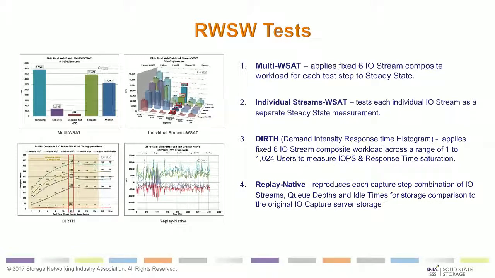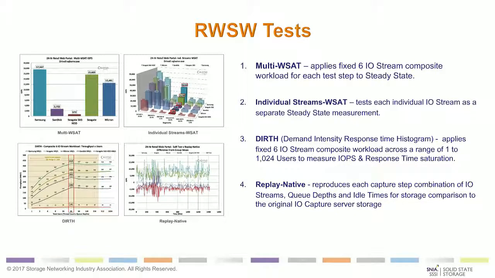The second one in the upper right is called individual streams write SAT, which is taking those 6 I/O streams we just did the combination of, and we break them out and do them one at a time. So now we can see how well each component of that 6 I/O stream combination performed. And this is where you see, hey, sequential Haskell writes is a big game changer. That's the one that causes these drives to be different.